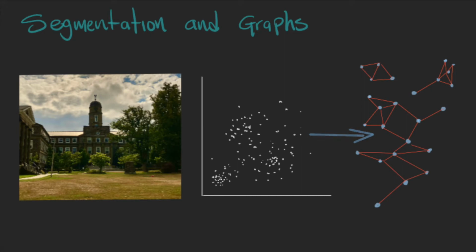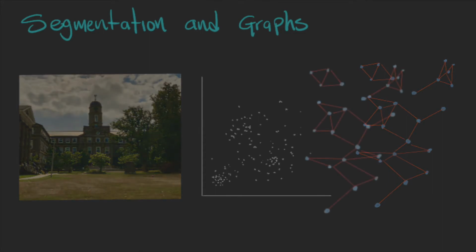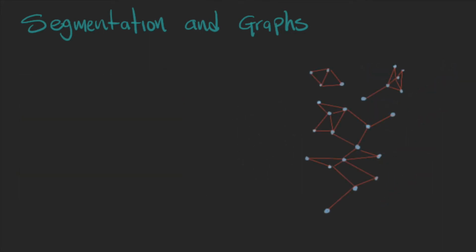Let's start with the definition. The simplest way to define a graph is as a set of vertices V, that in this case could be the points in the feature space, that are connected in some way by edges E. So we can write this down in this way.